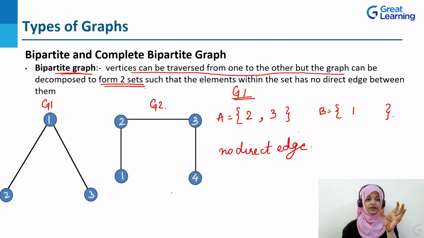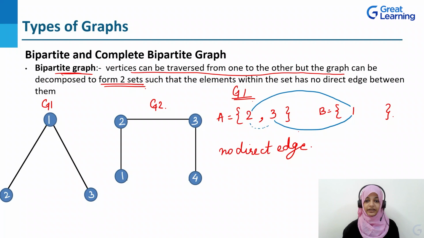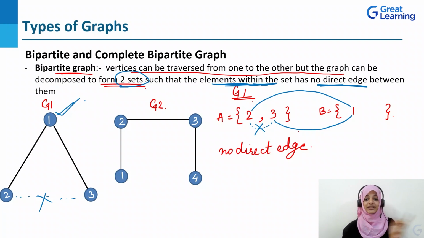Let us see if this actually satisfies our bipartite condition. So, if we look at this particular example, there is a direct edge between vertex 2 and vertex 1. So, it is across the two sets. Again, we've got connectivity between vertex 3 and vertex 1. Again, it is across the two sets. But is there any connectivity between vertex 2 and vertex 3? No. In our graph, there is no connectivity between vertex 2 and vertex 3. By connectivity here, I'm talking about a direct edge between the two vertices. Since this is not the case, that means that this particular graph can be decomposed in such a manner that two sets are formed such that the elements within the set have no direct edge between them, but there are edges across the two sets.